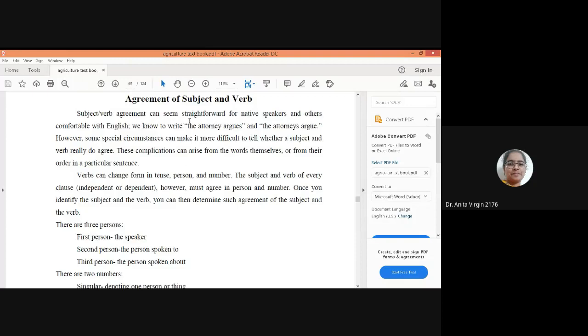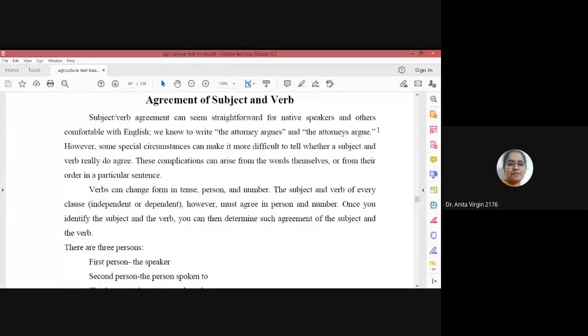Subject verb agreement can seem straightforward for native speakers and others comfortable with English. We know to write, the attorney argues, the attorneys argue. However, some special circumstances can make it more difficult to tell whether a subject and verb really do agree. With some subjects and verbs, it's very difficult to say whether they agree. But do you know why it is the attorney argues and the attorneys argue? Can someone say what is the difference between the attorney argues and the attorneys argue?